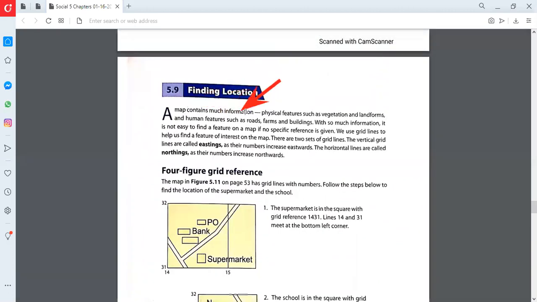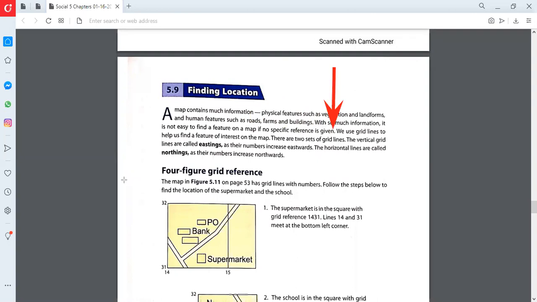A map contains much information. As I told you, a map always contains some or a lot of information. Physical features such as vegetation and landforms. So, the place where we grow the vegetables or the crops, the place where we live. So, a map contains much information like vegetation, landforms, and human features such as roads, farms, and buildings. So, with so much information, it is not easy to find a feature on a map if no specific reference is given. Okay, so exactly you need a location.